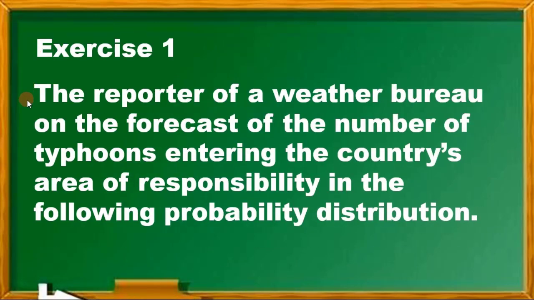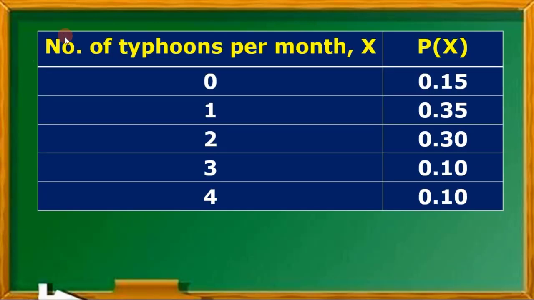Exercise number 1. The reporter of a weather bureau forecasts the number of typhoons entering the country's area of responsibility in the following probability distribution. We have the number of typhoons entering the Philippine area of responsibility per month, denoted by x. Then we have the corresponding probabilities p of x.